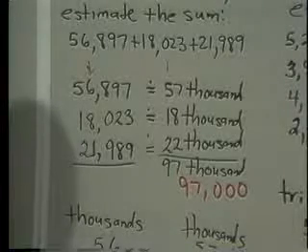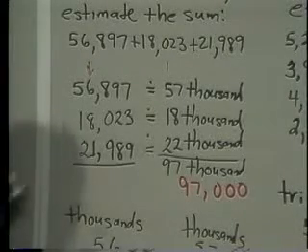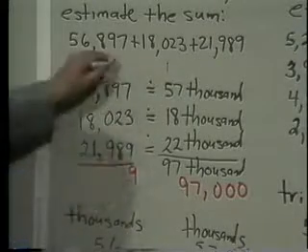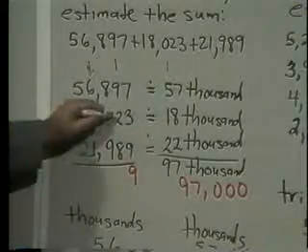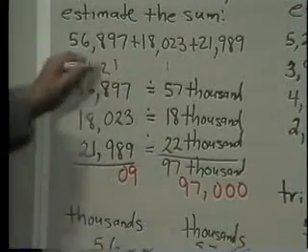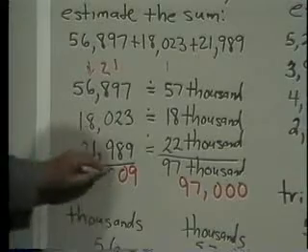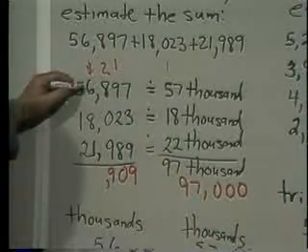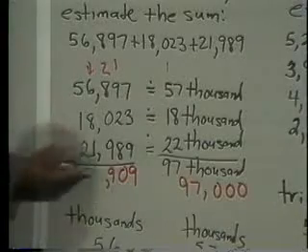Just for the heck of it, let's find the exact answer. See, 9 and 3 are 12, and 7 are 19. Put down the 9, carry the 1. 8 and 2 are 10, and 9 are 19, and 1 is 20. Put down the 0, carry the 2. 2 and 8 are 10, and 9 are 19. Put down the 9 and carry the 1. 1 and 6 are 7, and 8 are 15, and 1 is 16.